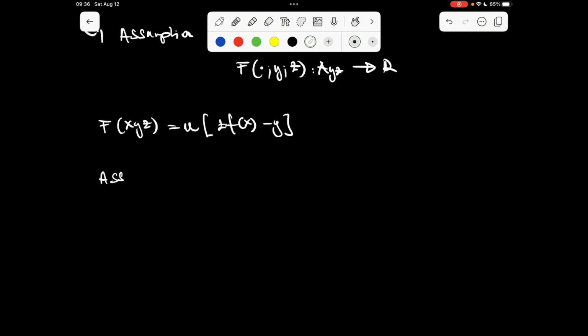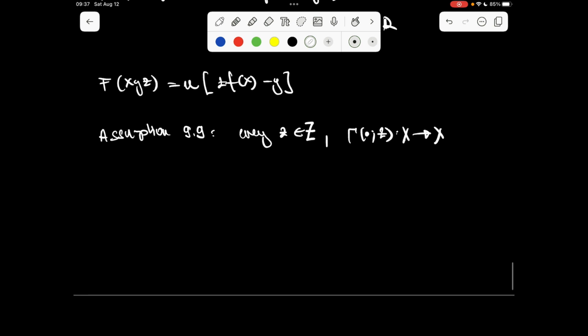Assumption 9.9: for every z that comes from the state space of the exogenous state, the correspondence is increasing in the sense that if x is not higher than x prime, it implies that the correspondence for x and z is a subset of the correspondence at x prime and z.